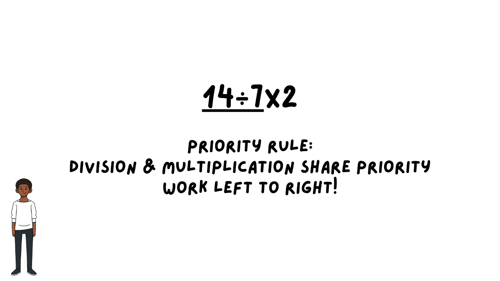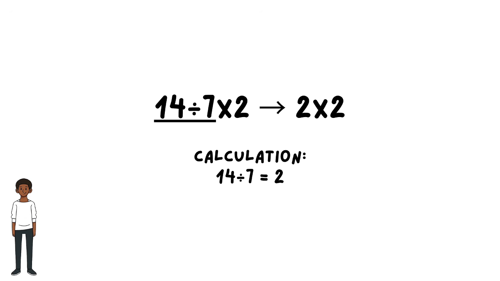Now we are left with division and multiplication. Because they have equal priority, we work strictly from left to right, meaning division must be done first. Step 2. Divide 14 by 7. 14 divided by 7 equals 2.